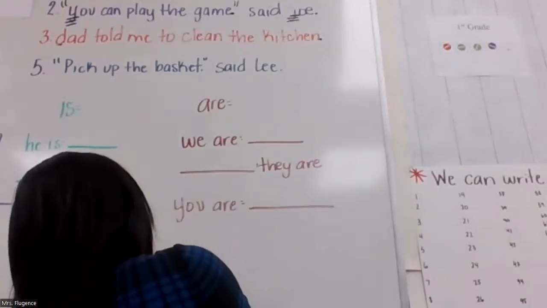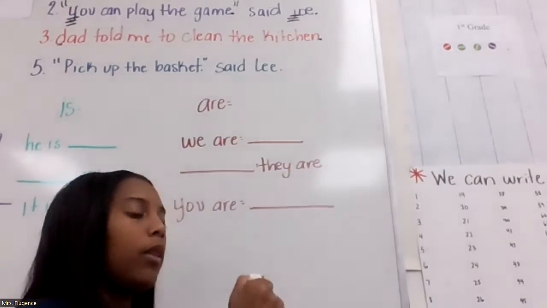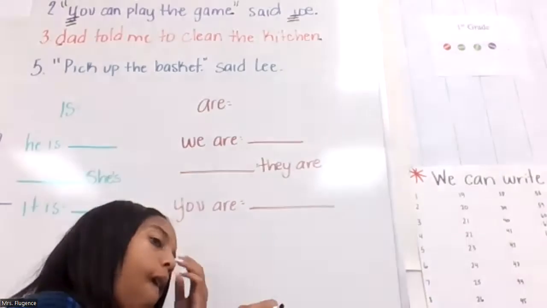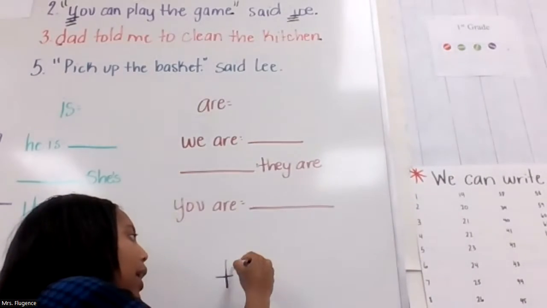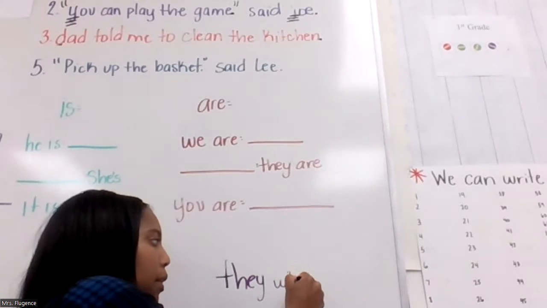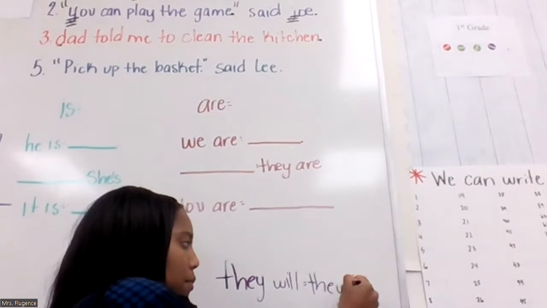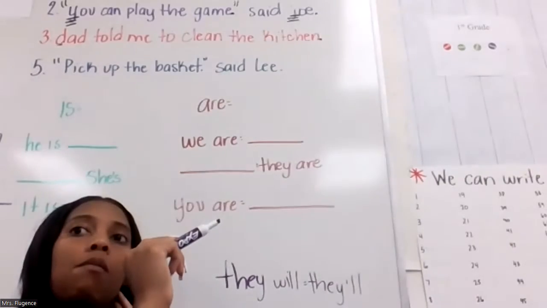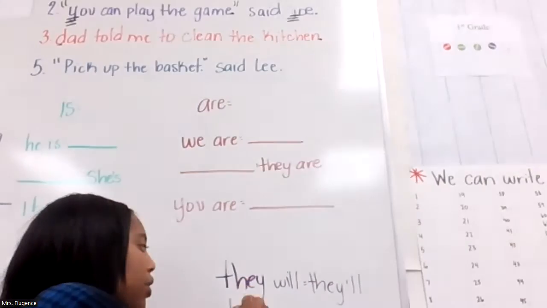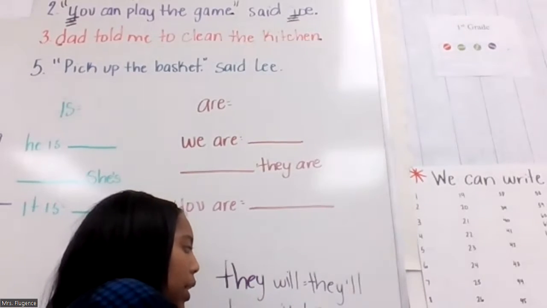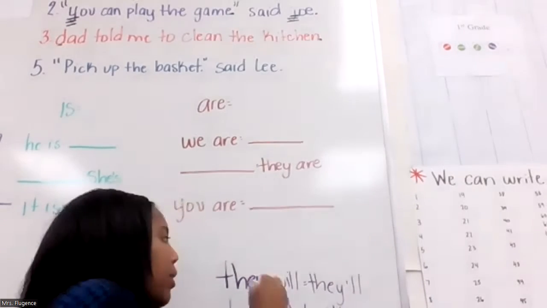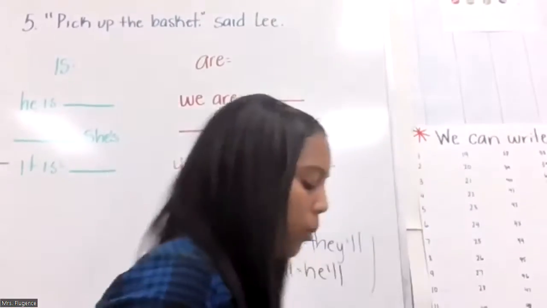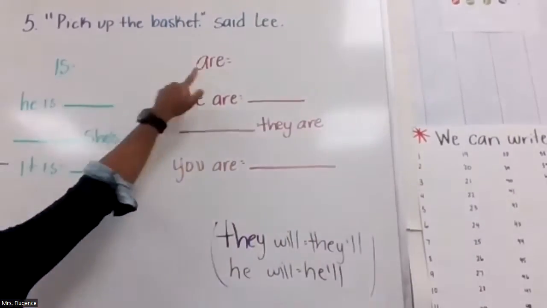Some of the contractions from yesterday, not today. I have they'll, that was they and will together makes they'll. Okay. He'll, which is he and will, it becomes he'll. Good. So these are examples of some of the contractions we did yesterday. So today we'll learn two new contractions. We'll learn how to contract is and are.